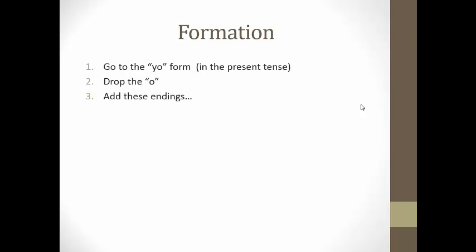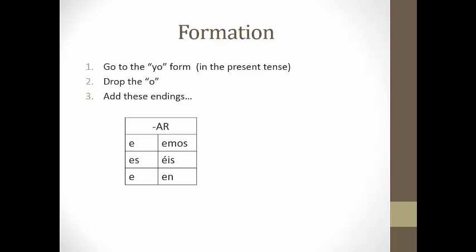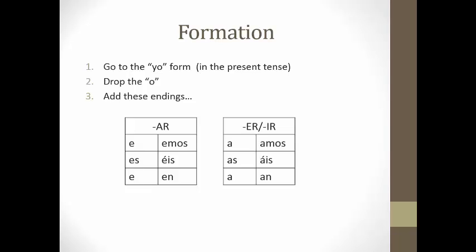Step 1, go to the yo form of the verb in the present tense. Step 2, drop the O. Step 3, add these endings. If you have an AR verb, you're adding e, es, e, emos, en. If you have an ER or an IR verb, you're adding a, as, a, amos, an.